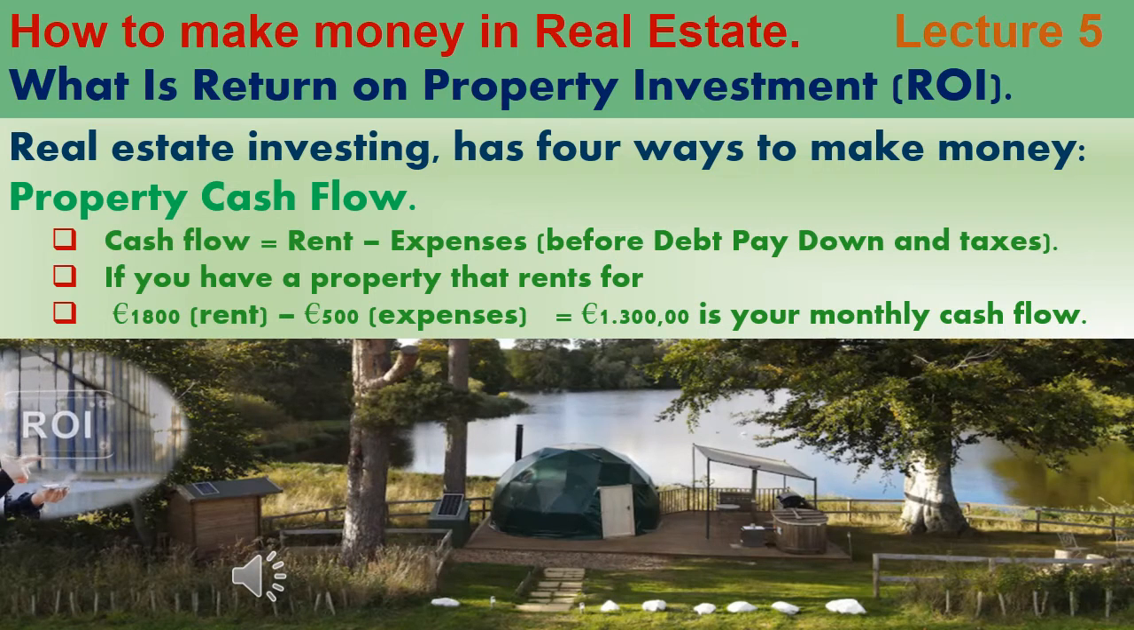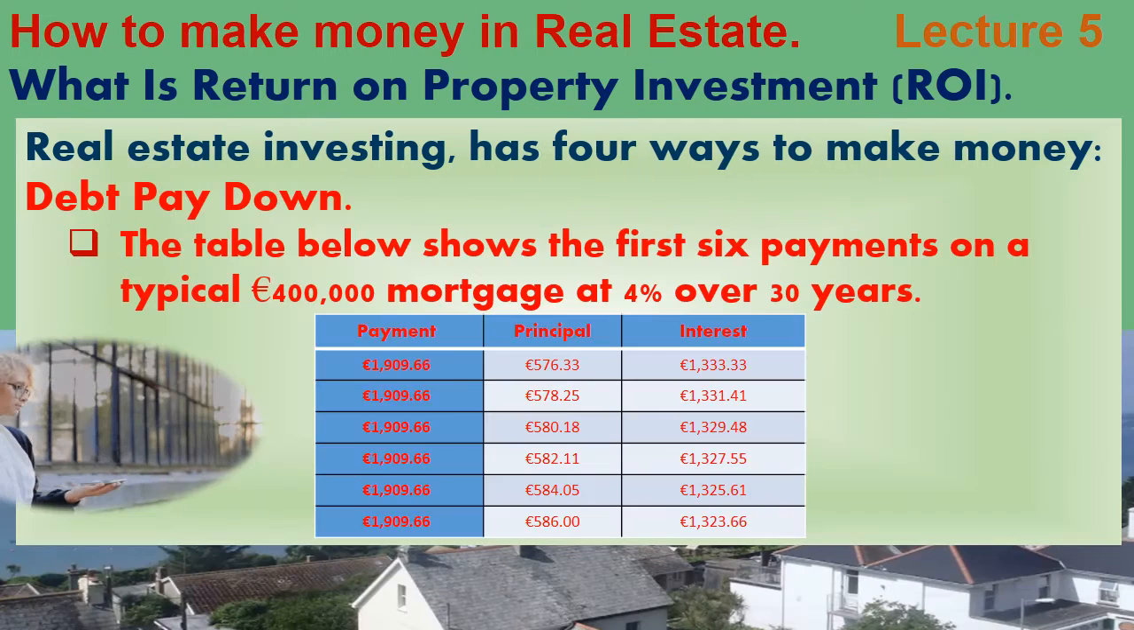The most common expenses to consider when financing a rental property are loan cost, down payment, appraisal fees, home inspection, insurance, closing costs, property taxes, maintenance, property management, and vacancy costs. If you have a property that rents for €1,800, rent minus €500 expenses is equal to €1,300, which is the monthly property cash flow, before debt pay down and before taxes.